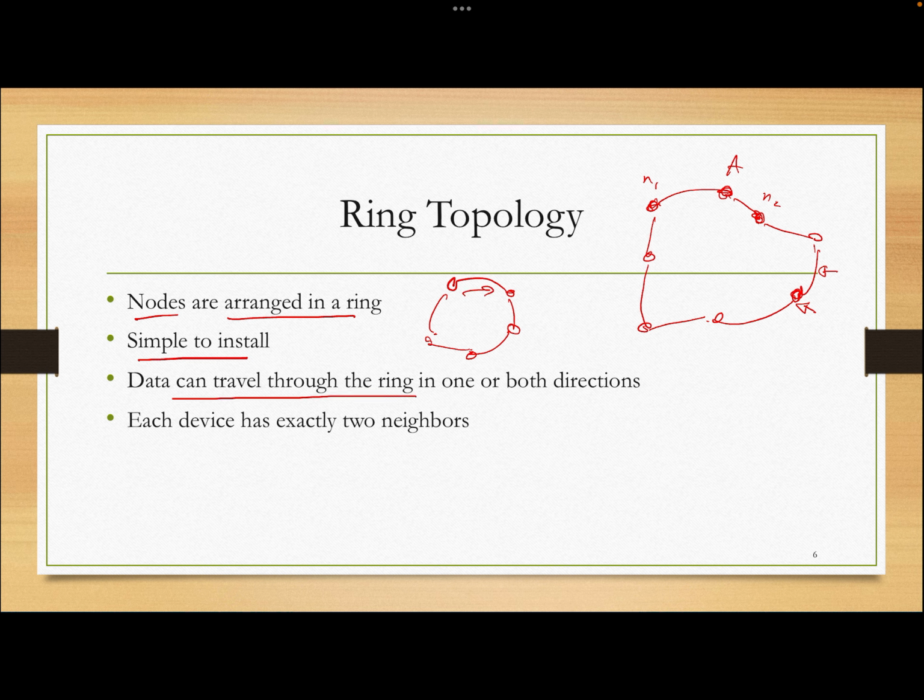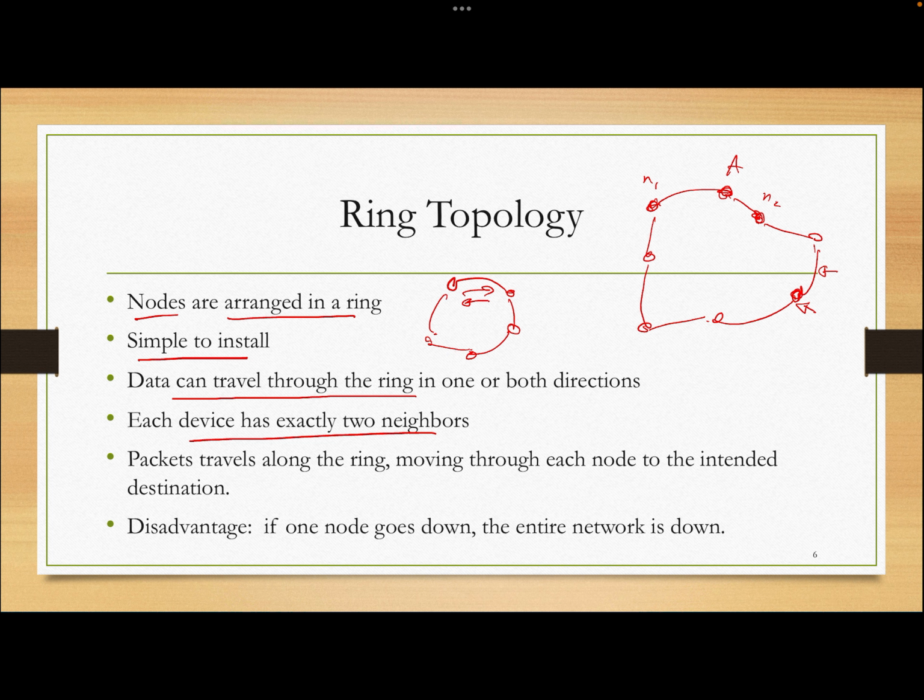Now the data can travel in the ring in one or both directions. It can go this way, or you can have a bidirectional ring. Each device has exactly two neighbors. A packet travels along the ring, moving to each node. So the packet goes to this node and then is sent out, goes to this node and then is sent out like this.